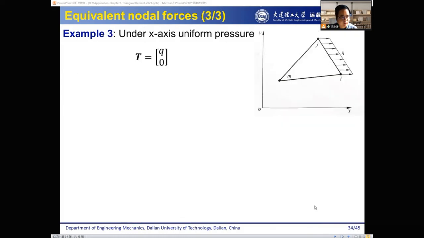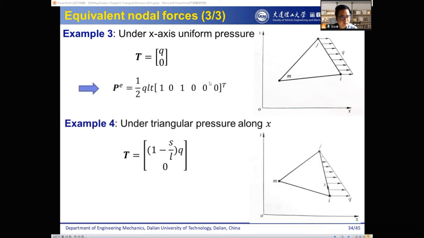The third case is under the x-axis uniform pressure. Similarly, by putting it into the formulation, we can obtain this. And the fourth case, a little bit more complex, is under the triangular pressure, and you get this. So this is all for your exercise after class, to practice and to see whether you can obtain those results or not. It will be very good practice.